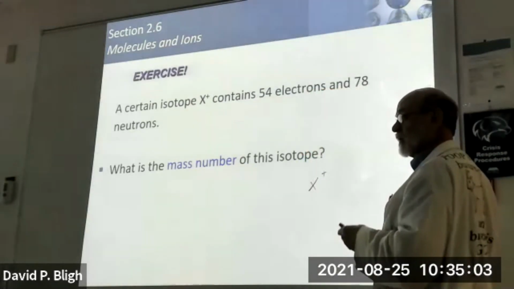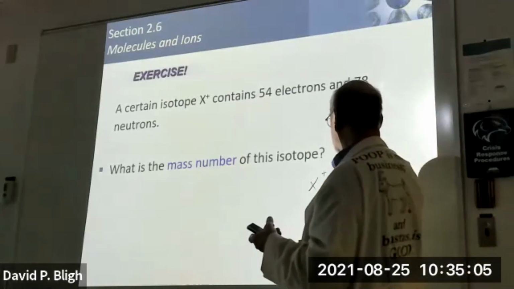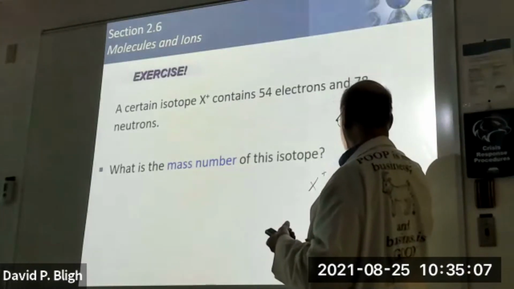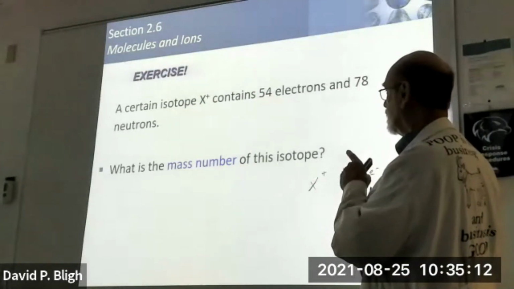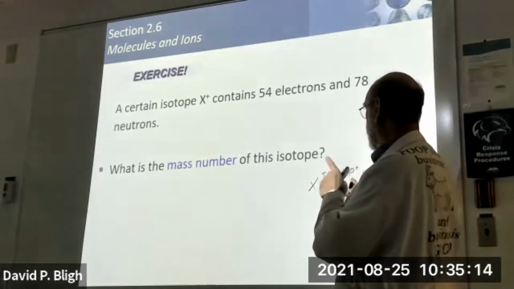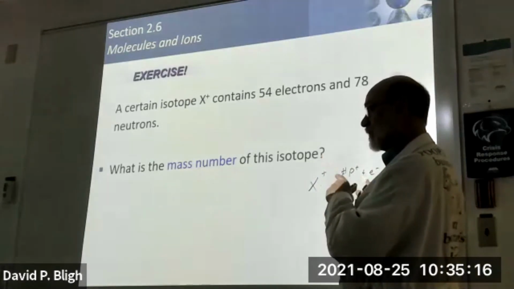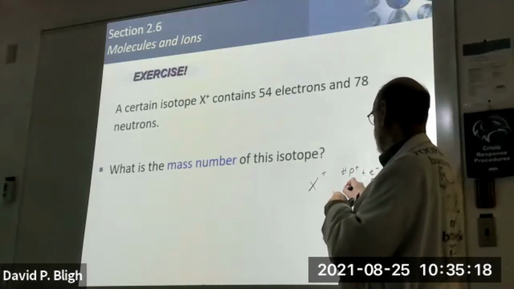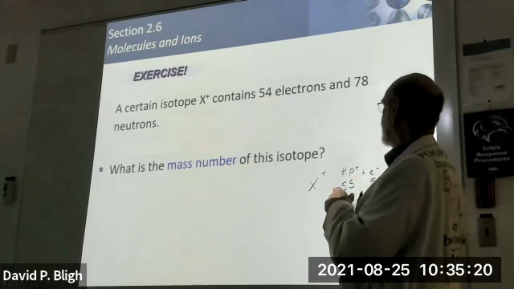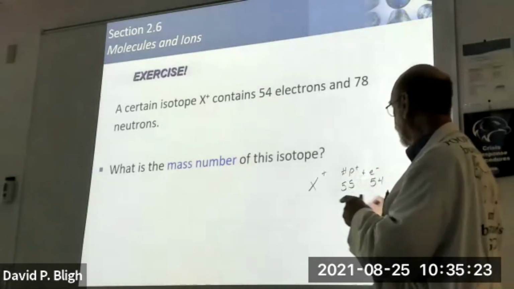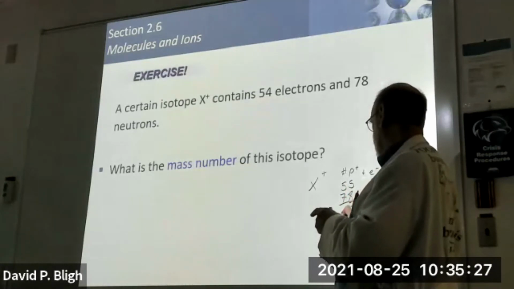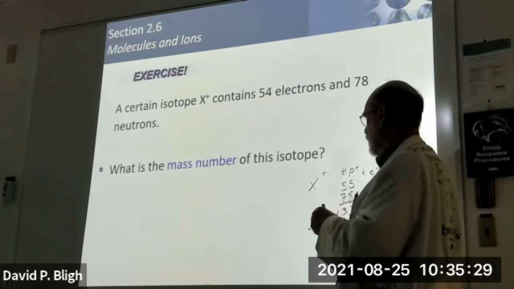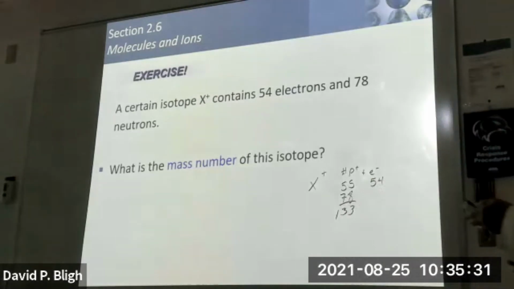The positive came from the summation of protons and electrons, right? If you've got one extra proton versus electron, then if you've got 54 electrons, how many protons do you have? 55. Okay, so 55 plus 78 would be 133. That should be the mass number for that isotope.